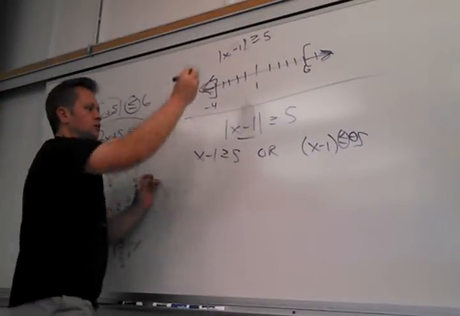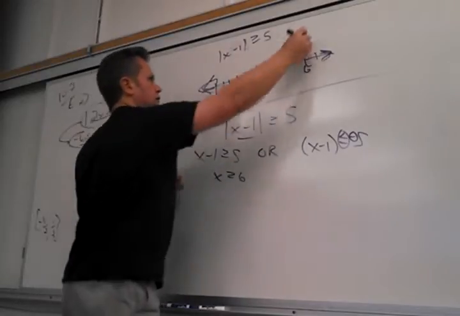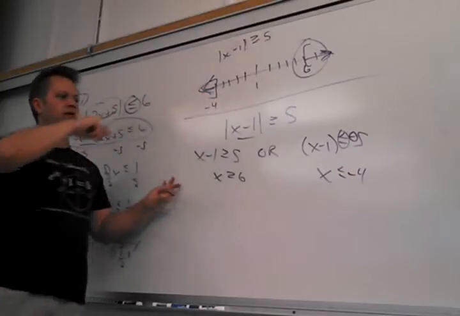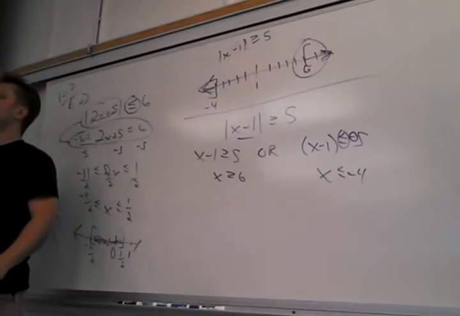So just real quick, we'll do another one after this. If I add 1, I get x greater than or equal to 6, like we got there. If I add 1 again, I got x less than or equal to negative 4, like I got there. Let's try another one.